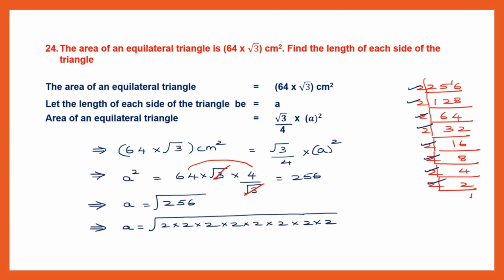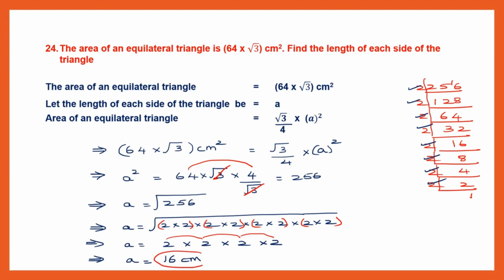Now let's pair them up. Now take 1 from each pair. So A will be equal to 2 into 2 into 2 into 2. Let's multiply. 2 twos are 4, 4 twos are 8, 8 twos are 16. So we have found the value of each side. A is each side and that is 16 centimeters. So we have found the answer. A is equal to 16 centimeters. And what is A? We said here in the beginning, let the length of each side be A. So we have found the length of each side to be 16 centimeters.